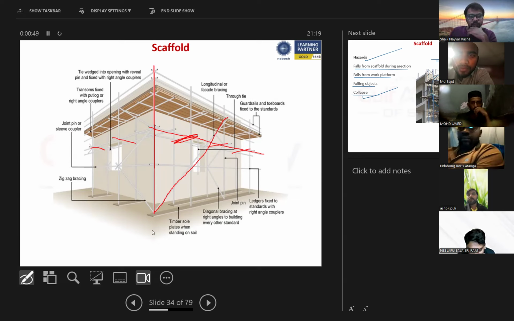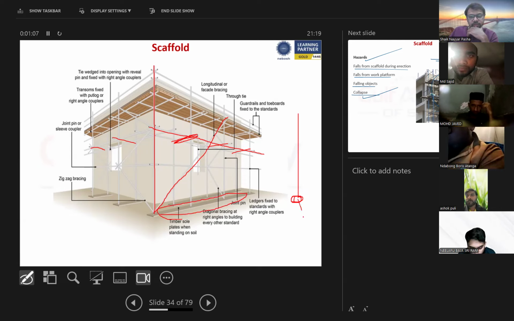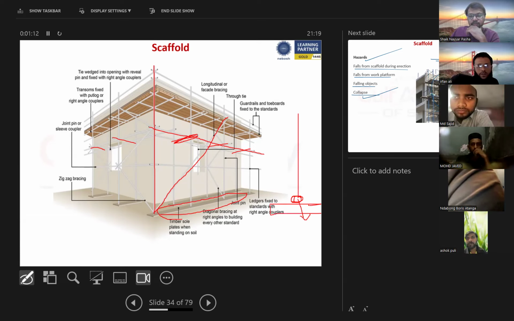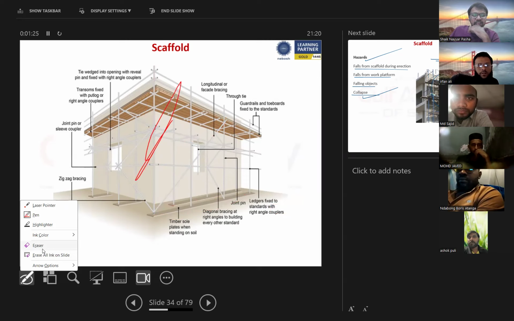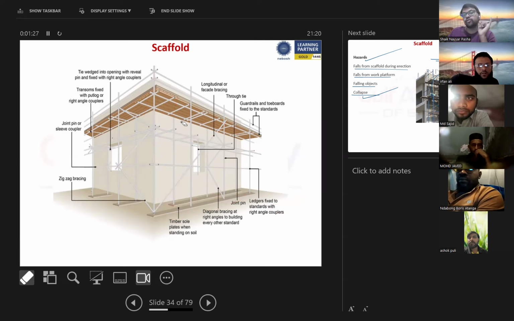And apart from that, the wooden plank that you can see here, this is called a sole board. And on the standards, generally you have a small steel plate. This is called a base plate. Under the base plate you have a wooden plank that is called a sole board. These are standards, these are ledgers, these are transoms, this is bracing. And apart from that, generally to tie in the scaffolding, we use ropes or we use couplers.